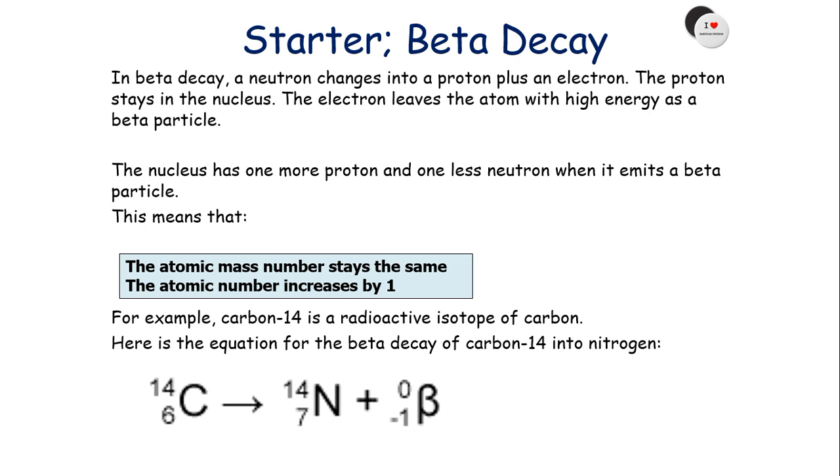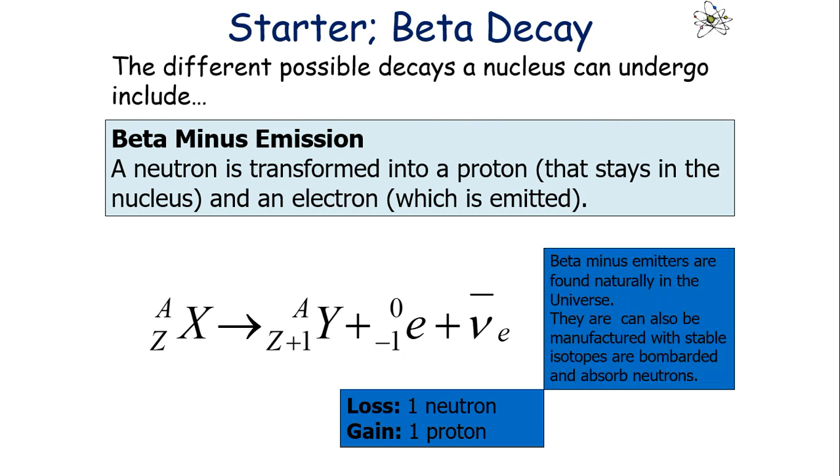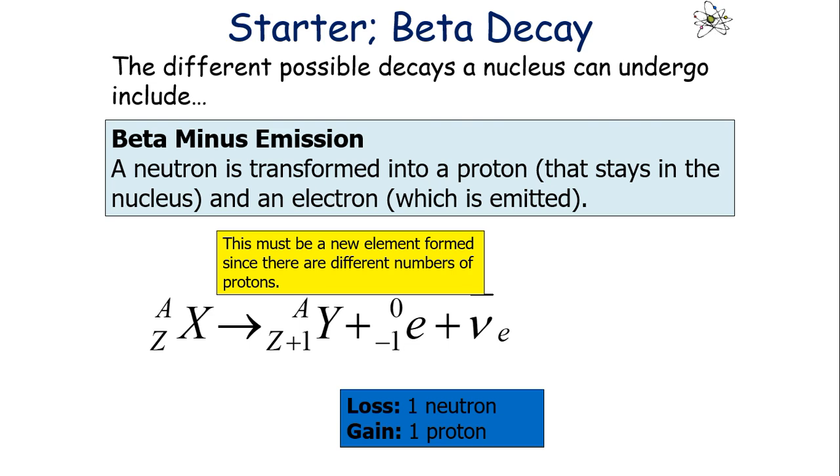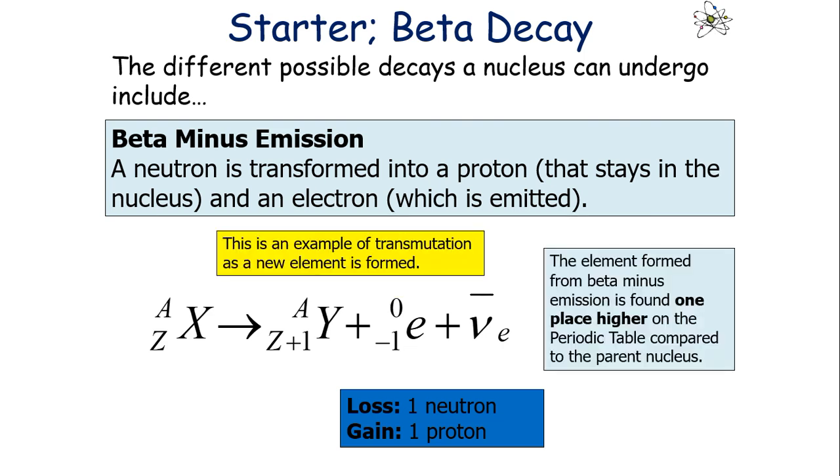The mass number stays the same because you've still got the same total number of protons and neutrons, but the atomic number has gone up by 1 because a neutron has turned into a proton. So in beta minus emission, a neutron is transformed into a proton and an electron is emitted. Beta minus emitters are found naturally in the universe, but you can also make them by bombarding stable isotopes with neutrons. It's a new element because we've got a different number of protons. Whilst it's the same as an electron, beta is used if it originated from the nucleus, and again it's an example of transmutation. It forms an element 1 place higher on the periodic table compared to the parent nucleus.